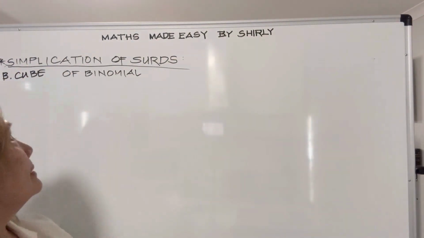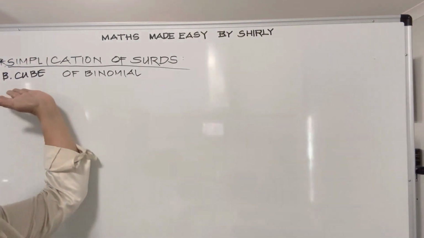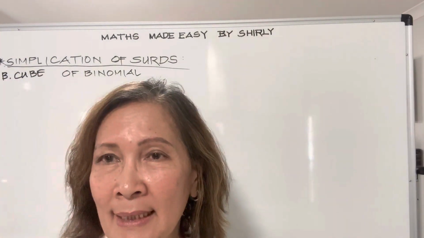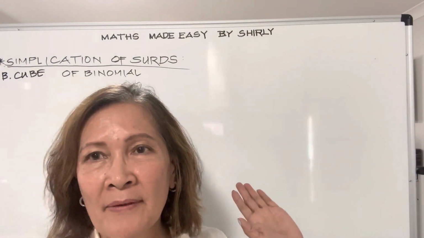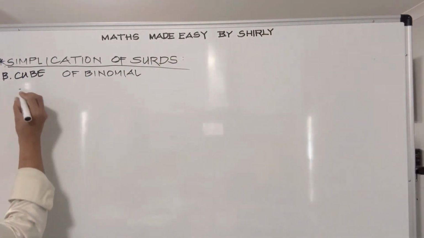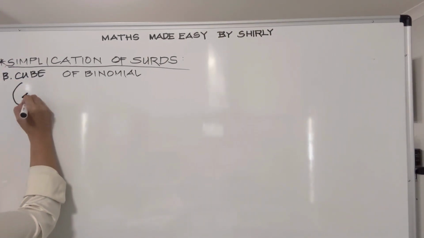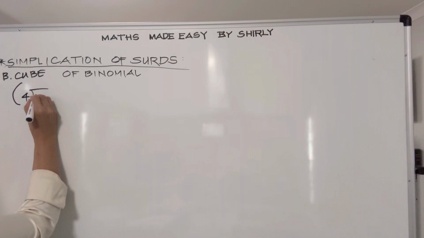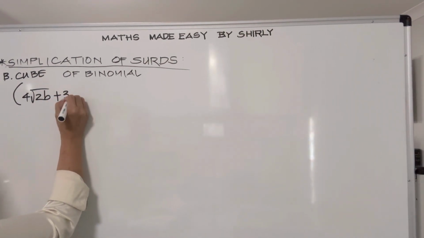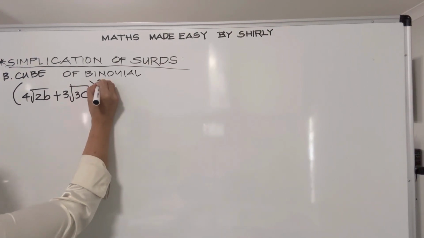Today, still on simplification of surds, but this time we will be focusing on the cube of a binomial. How do we simplify the cube of a binomial? Let me show you. Say we have a problem: the square root of 2b plus 3 square root of 3c. We cube that.